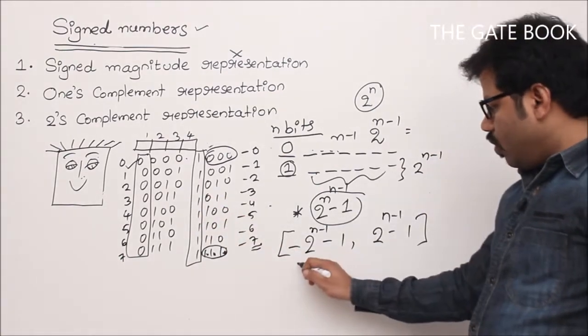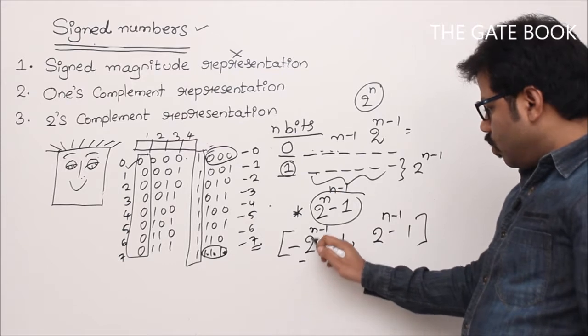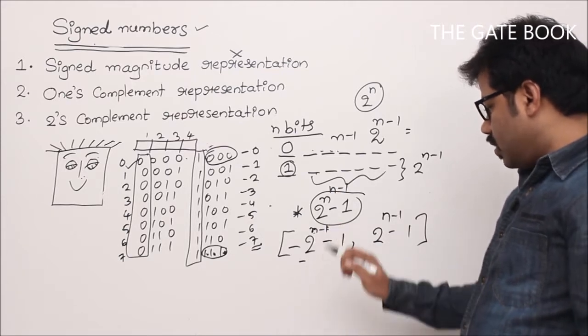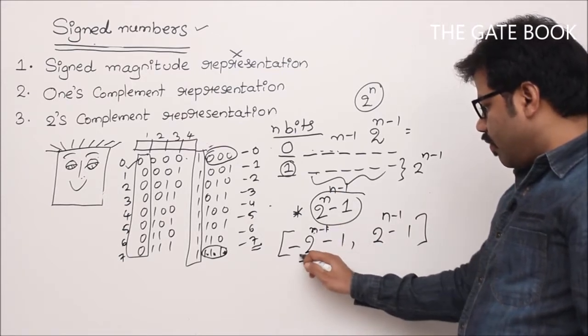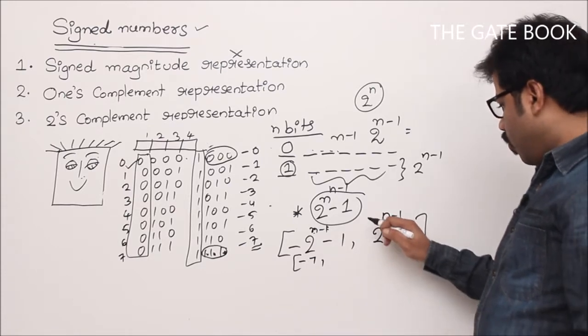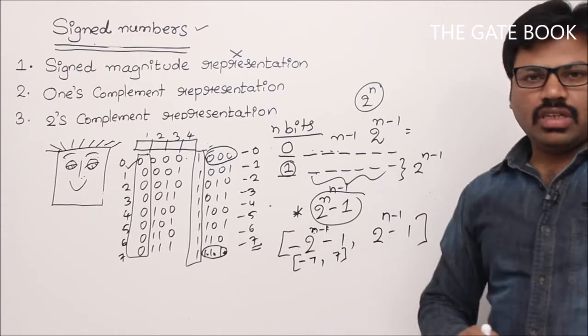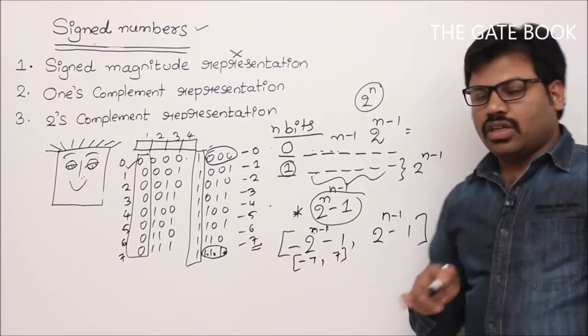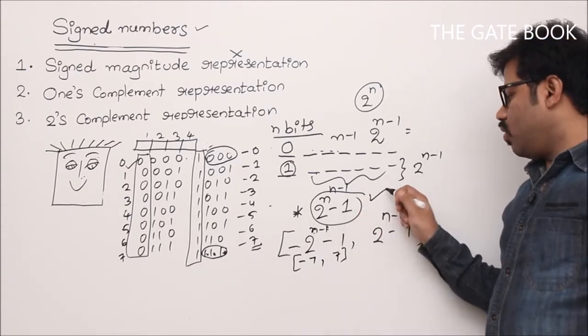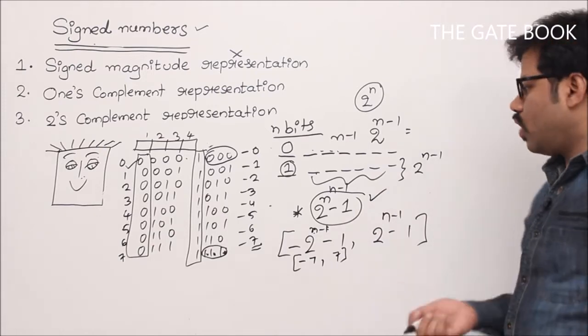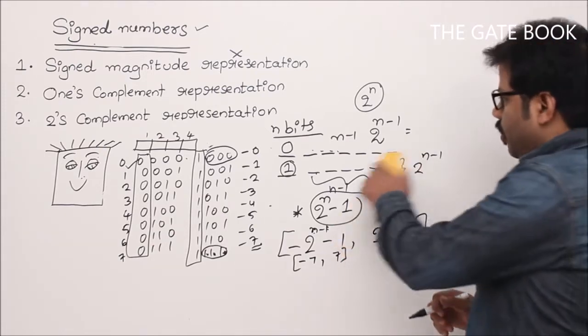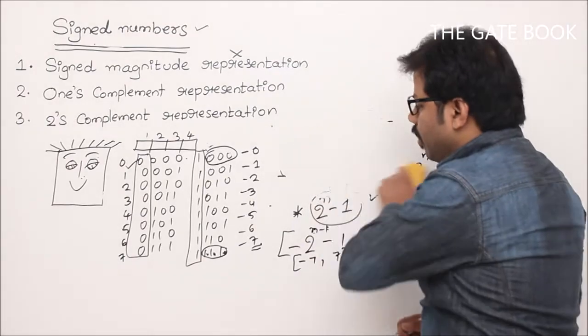If n is 4, it would be minus 2 to the power of 4 minus 1. 4 minus 1 is 3, 2 cube is 8, 8 minus 1 is 7. So the range is minus 7 to 7. This is the range of numbers which are going to be represented. The total number of patterns we are going to represent is only 2 power n minus 1, though of course you have 2 power n patterns, right? Remember it. Now we'll come to ones complement representation.